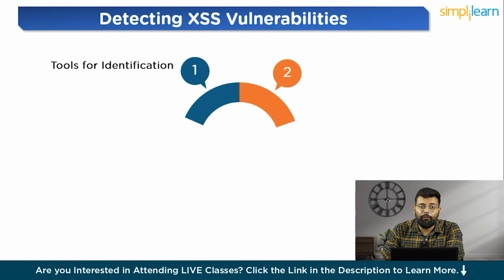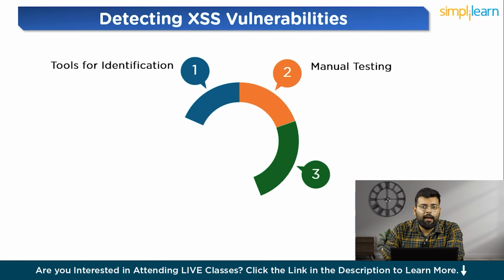The next on the list is manual testing. Security experts often perform manual testing alongside automated tools to catch nuances that machines might miss. The next is common signs. Frequent unexplained redirects or unusual pop-ups on a site can be indicative of XSS vulnerabilities.